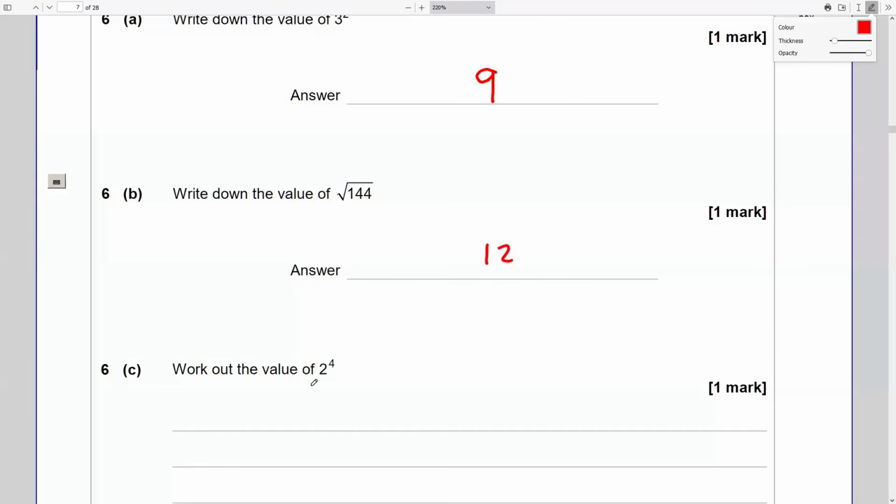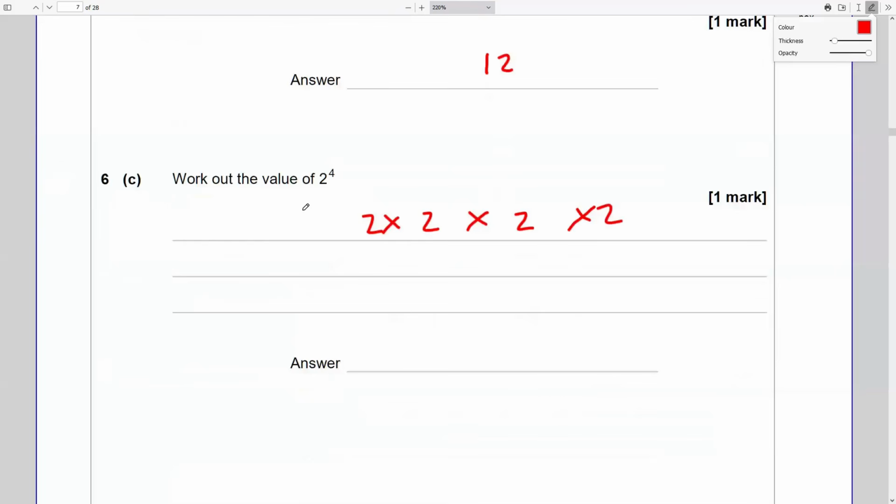Work out the value of 2 to the 4. Well, that's 2 times 2 times 2 times 2. It's only 1 mark, but let's have a look. 2 2s are 4, times 2 is 8, times 2 is 16. So 2 to the 4, yes, 16.